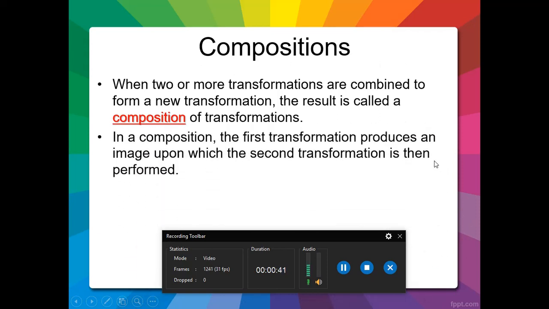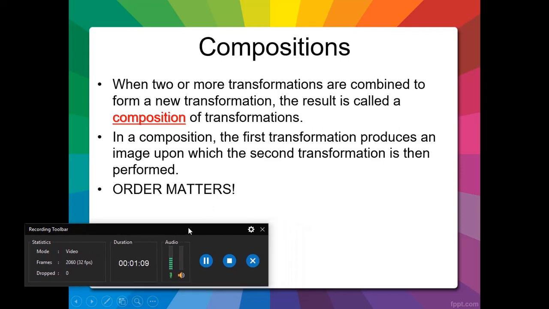When you produce your first image and you're ready to do the second image, we always build upon the prime. So we never go back to the original points. We just keep building on to the one previous. When a transformation or a composition is provided in notation, the order that you perform the transformations does matter. So if you go out of order, you're going to produce an incorrect image.